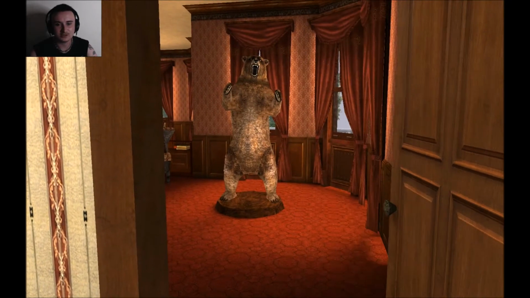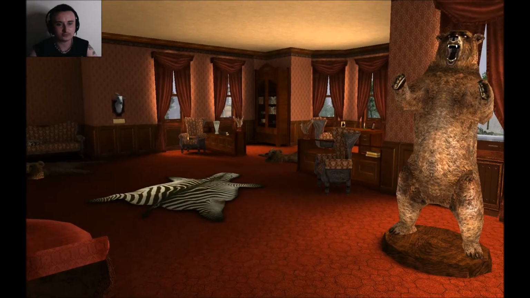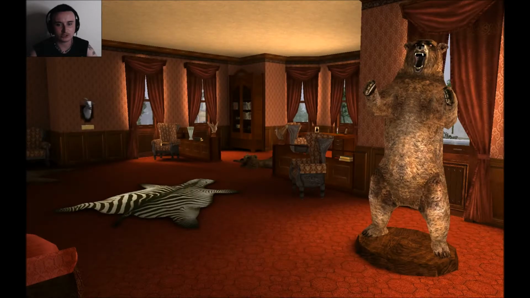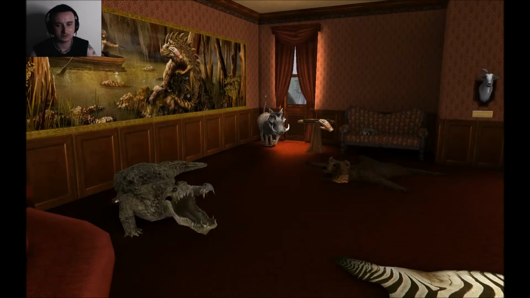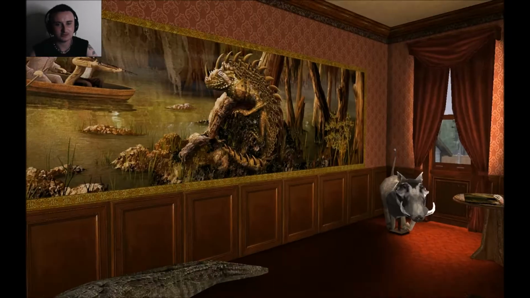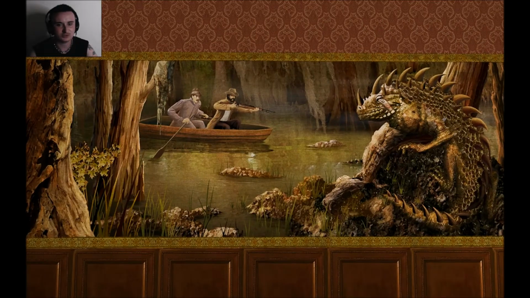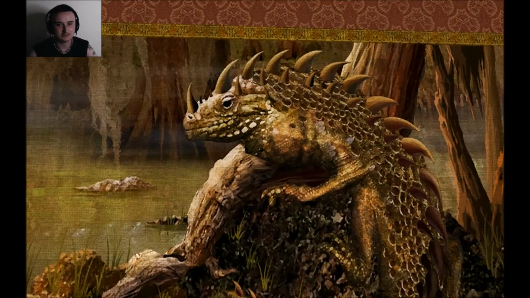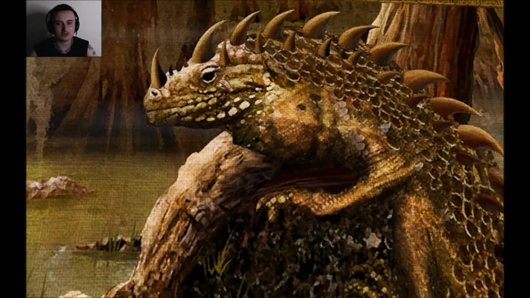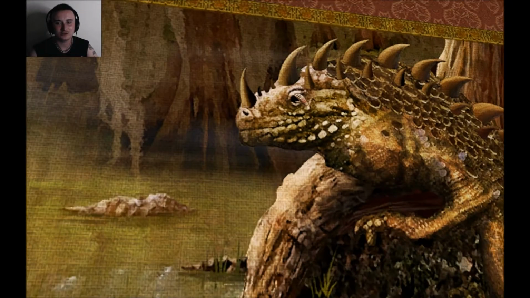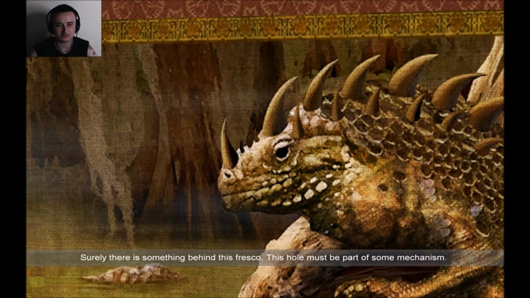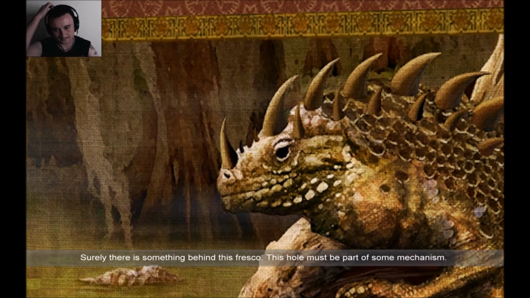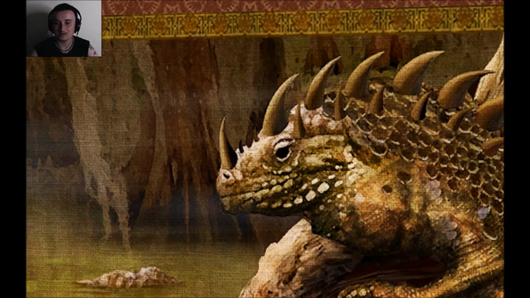There we go. This is the hunting trophy room. Charming. So there's a lot to be seen here. There's a very strange painting with an iguana of some kind with a hollow eye. This picture is sinister. Surely there is something behind this fresco. This hole must be part of some mechanism.